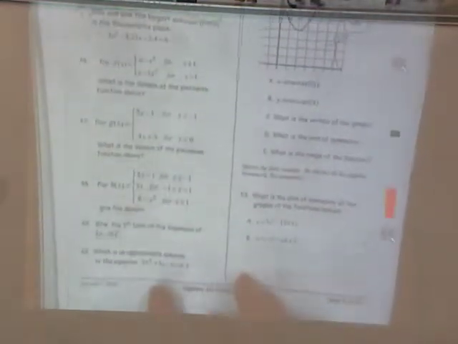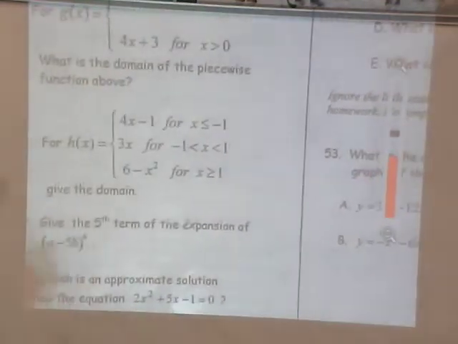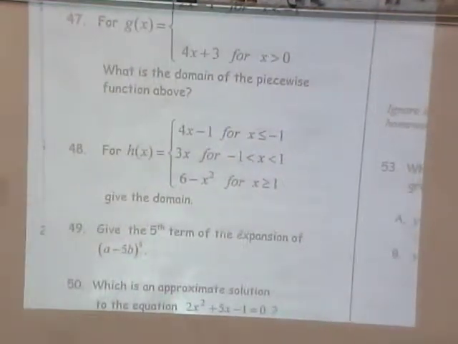Alright, 48. Find the domain. That's another piecewise function. Where would I find the domain? It's on the right hand side. It's all this stuff right here. So I got x less than or equal to -1. I've got all the x's in between -1 and 1, not including either one. And then I've got all the x's greater than or equal to 1.